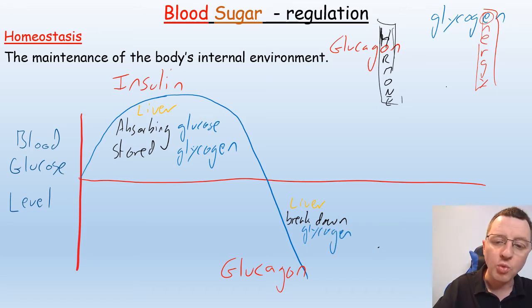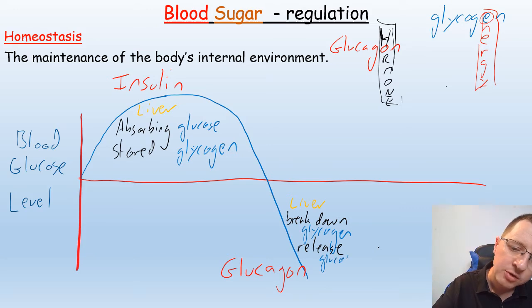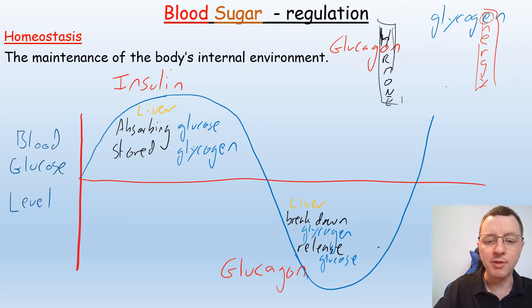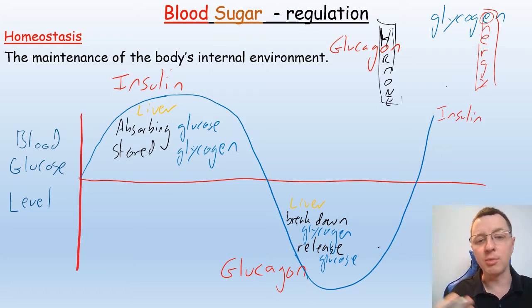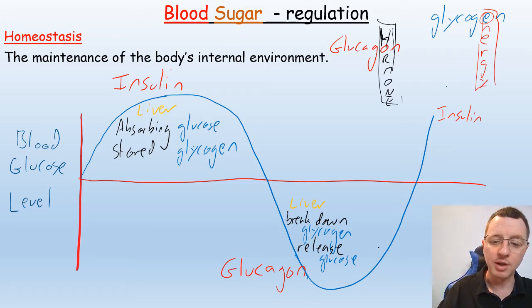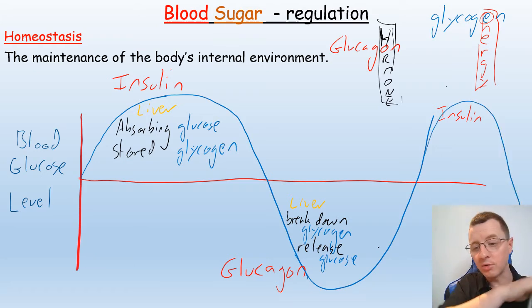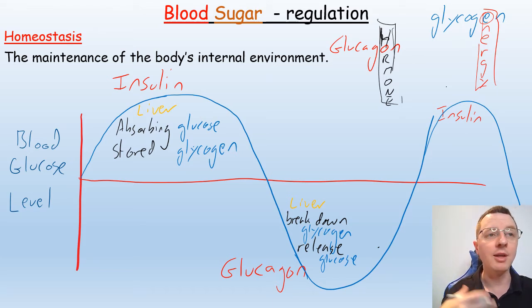And therefore releasing the glucose back into the blood. So the blood glucose levels will therefore rise again. If they get too high, the pancreas will release the insulin, which will cause the liver to absorb the glucose and store the glucose as glycogen, and so the cycle continues, constantly going up and down, as an example of homeostasis controlled by negative feedback.